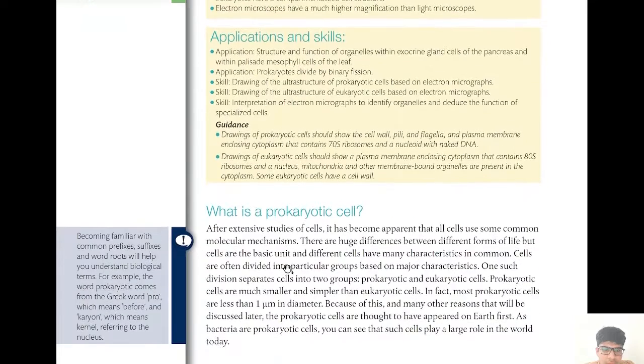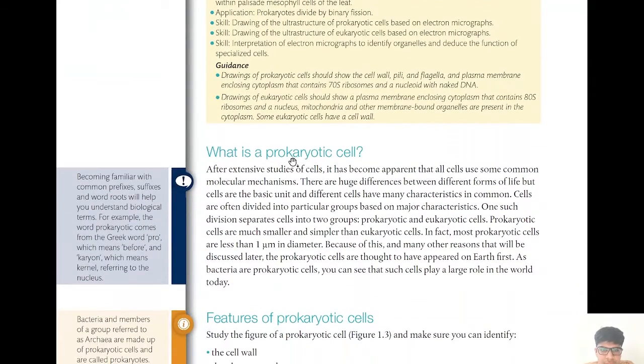And now, what is a prokaryotic cell? After extensive studies of cells, it has become apparent that all cells use some common molecular mechanisms. There are huge differences between different forms of life, but cells are the basic unit, and different cells have many characteristics in common. Cells are often divided into particular groups based on major characteristics. One such division separates cells into two groups, prokaryotic and eukaryotic cells. Prokaryotic cells are much smaller and simpler than eukaryotic cells. In fact, most prokaryotic cells are less than 1 micrometer in diameter.